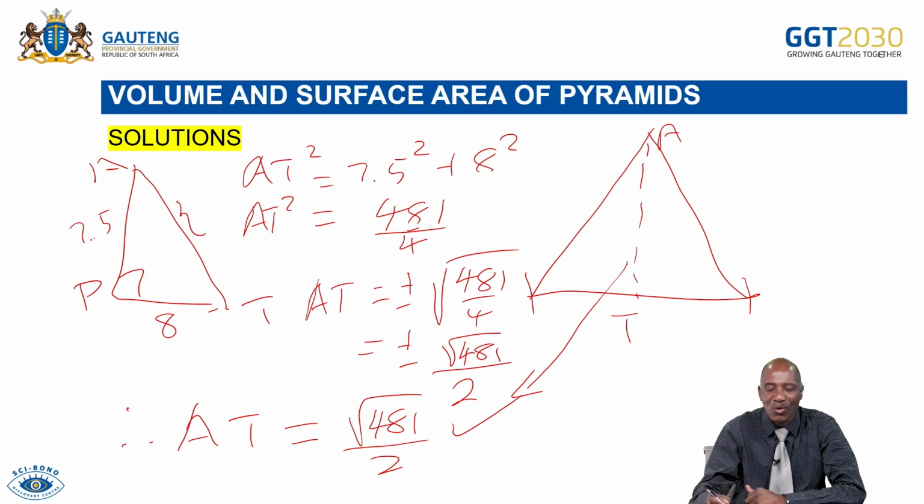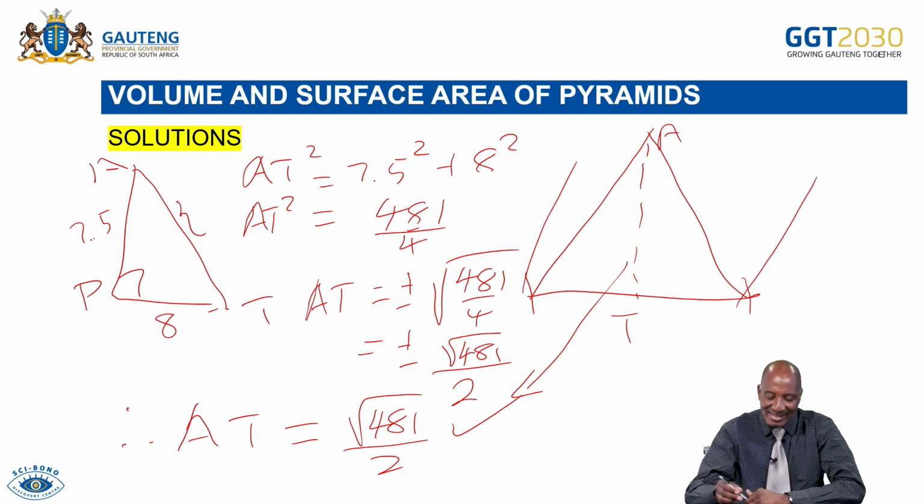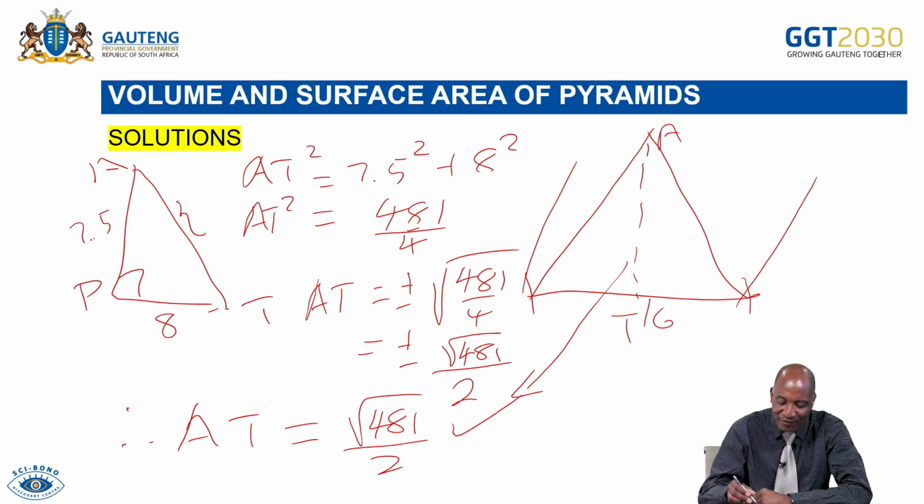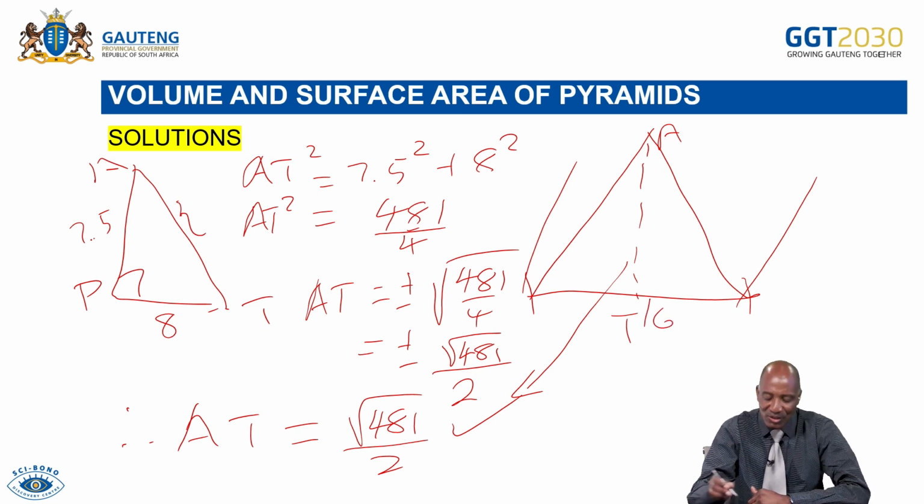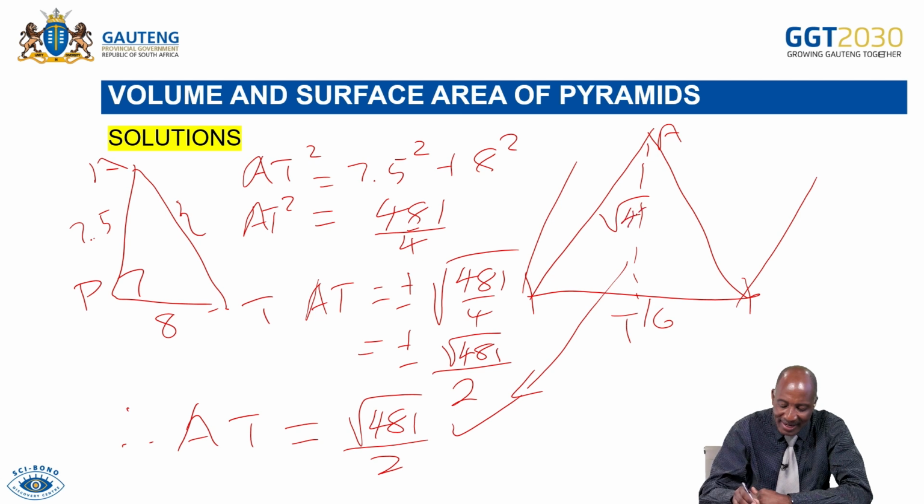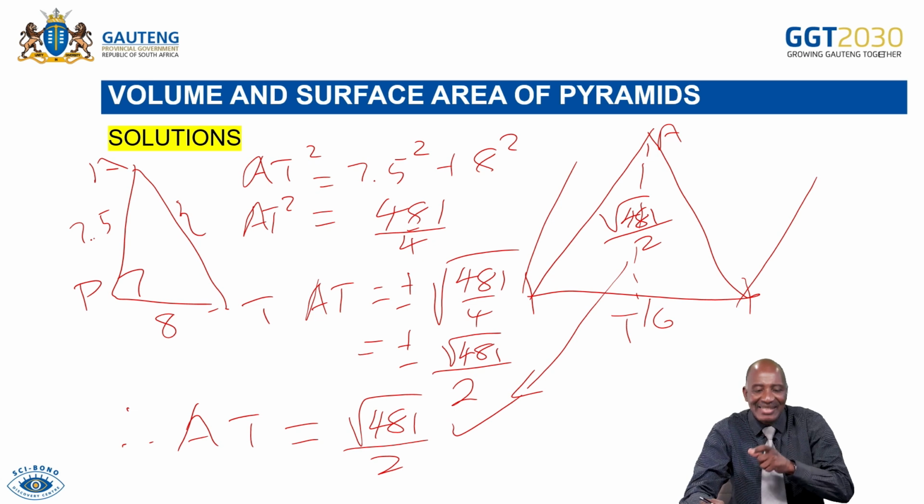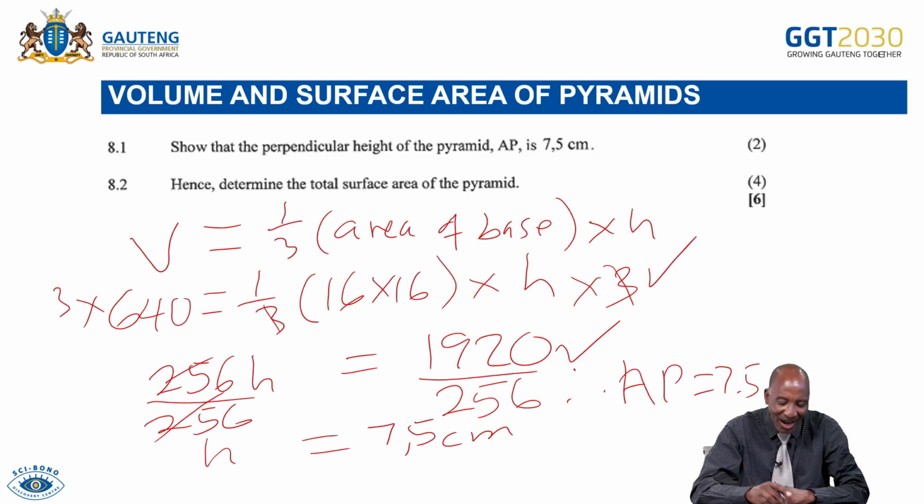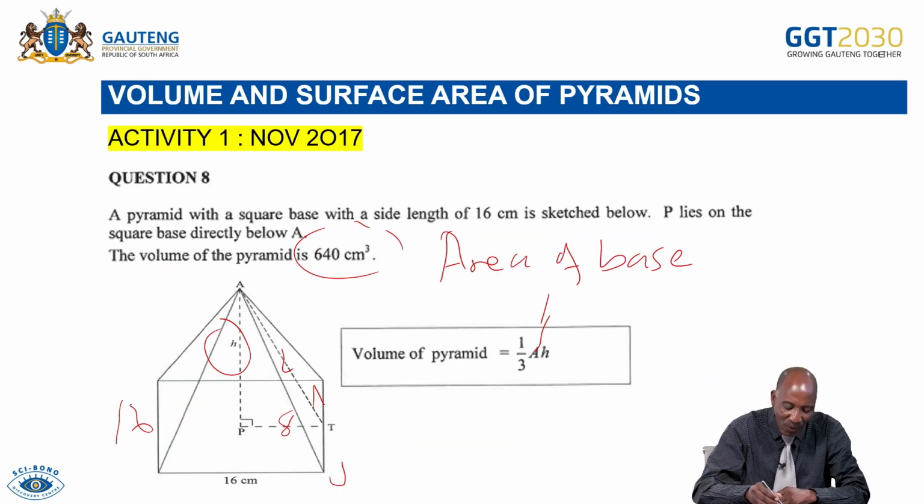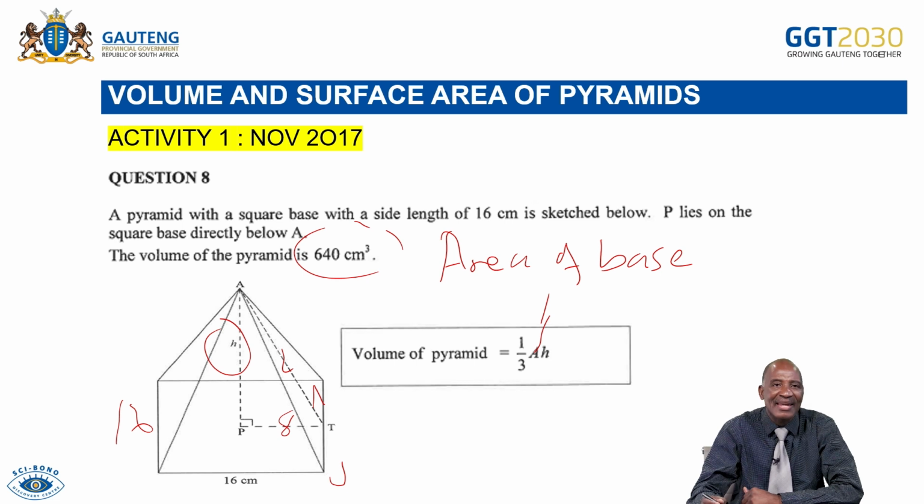Remember, the dimensions of the base was a square. I'm looking at the side now. That is a 16. So basically this is half base times height, and your height is square root of 481 divided by 2. That becomes your height now. We are interested in that height because we are focusing now on this front triangle here. We want to know the height of each triangle used there, and they've suggested that we use AT as our height for each one of those triangles.